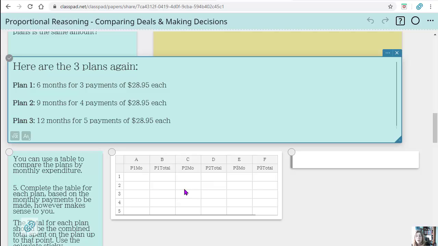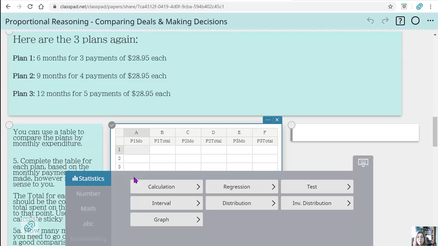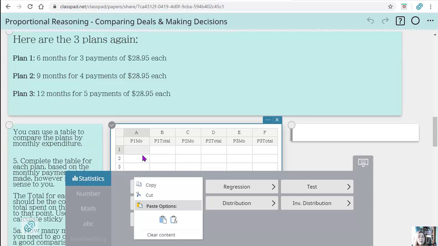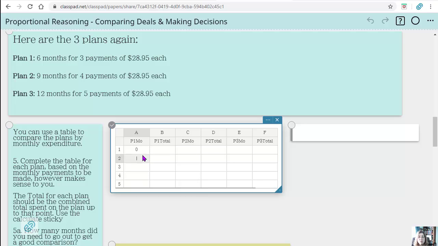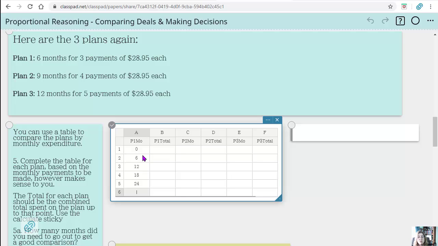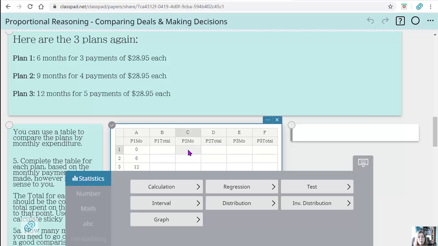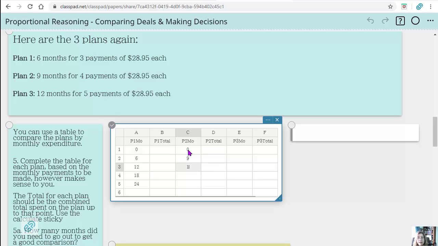For me, and I'm just going to use it as my example, it makes more sense to look at the plans as they are spread out here. So every 6 months, I know that I have made 3 payments. So I'm going to do plan 1 by 6 months. Plan 2, every 9 months, I've made these 4 payments. So I'm going to do it by 9 months, and plan 3. So for me, when I'm filling out the table, and this is where the nice open-ended is, they can make their own decisions. So 0, 6, 12, let's go up to 2 years. And so plan 2, I'm going to do 0, 9, 18.